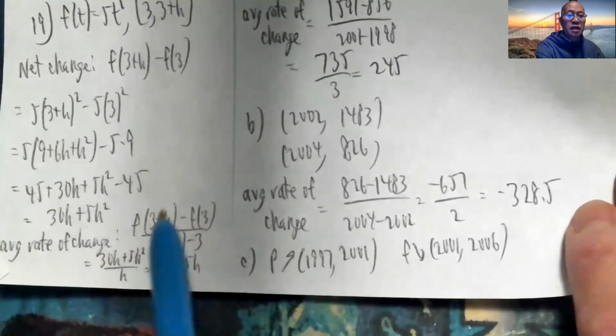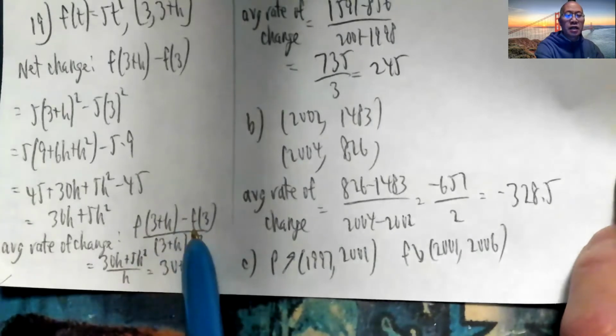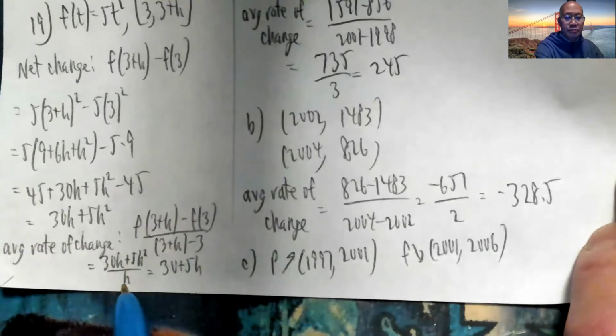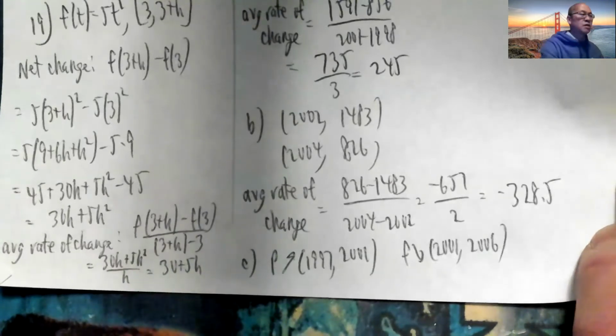Average rate of change is the thing that I just did, f of 3 plus h minus f of 3, the net change, divided by 3 plus h minus 3. Well, that's just h. And if I divide each of these by h, I end up with 30 plus 5h.